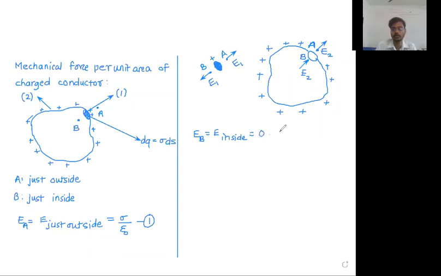Total electric field must be equal to zero. Yes, you are right. So write this as equation number 2. Now total electric field at point A will be equal to electric field due to the first conductor and electric field due to the second conductor and their vector addition.